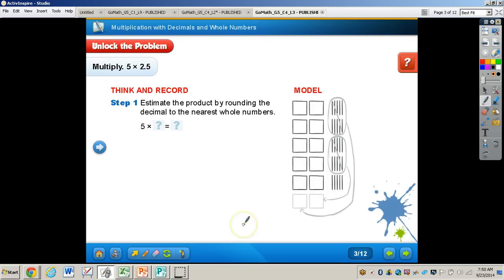Now let's take a look at that page 169, and we need to unlock the problem first of all. Now it says in 2010, the United States Mint released a newly designed Lincoln penny. A Lincoln penny has a mass of 2 5/10 grams. If there are 5 Lincoln pennies on a tray, what is the total mass of the pennies?